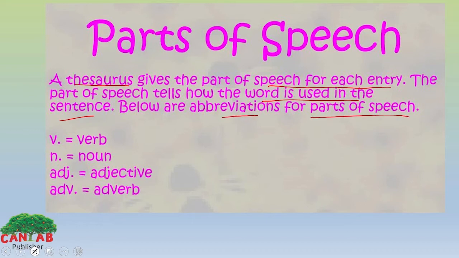As we discussed, an abbreviation means when we write words in a short form. Here the abbreviation for verb is this. In a short form, only V here. For noun is this. For adjective is this. For adverb, it's here. So, what you need to do, you need to find those words in a dictionary and underline it and tell which part of speech they are.